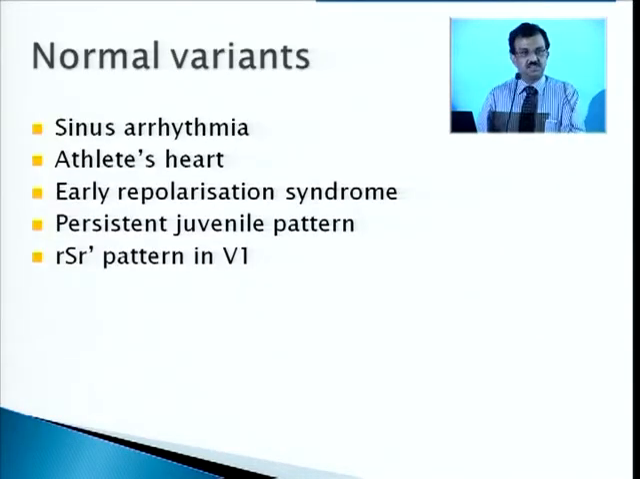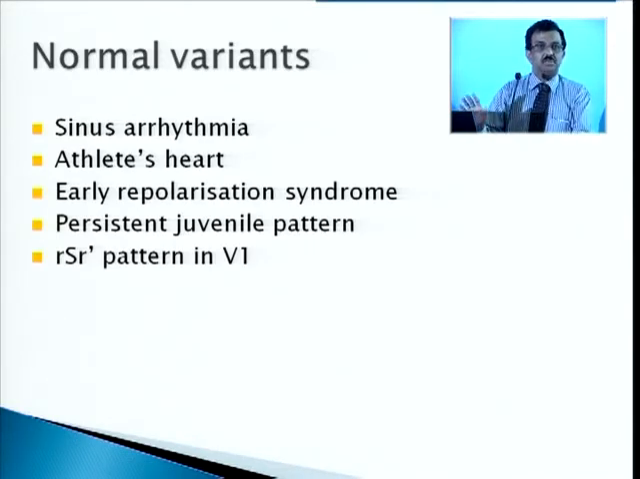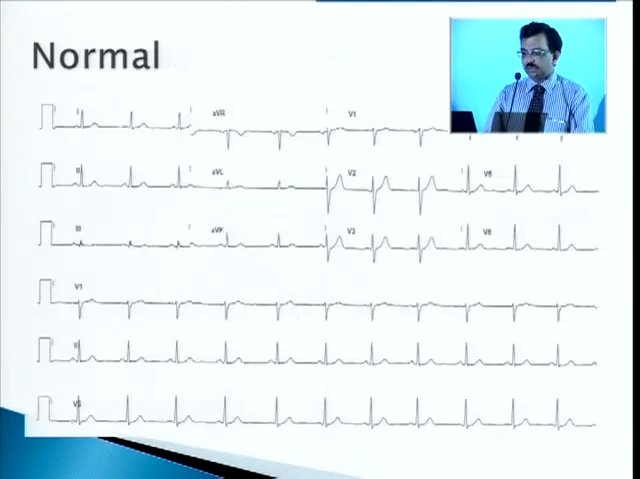Some normal variants we'll have a look at. One is sinus arrhythmia, then athlete's heart, then early repolarization syndrome, persistent juvenile pattern, and sometimes RSR in V1. So these are all normal variants. That's what we get when we see an ECG, and these things we should keep in mind before we conclude.